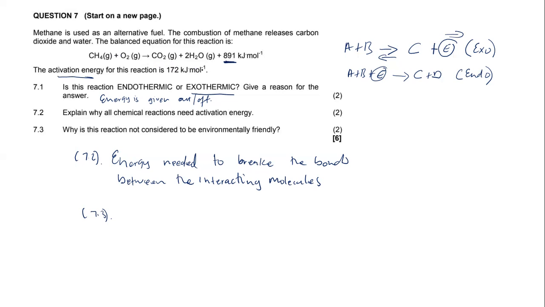So now, the combustion reaction, methane with oxygen, produces carbon dioxide. We do not care about H2O because we know that this is friendly, but carbon dioxide is not friendly. Carbon dioxide is not our friend because it is one of the gases of the greenhouse effect. So why is the reaction not considered to be environmentally friendly? Because of carbon dioxide. Okay, so now how are we going to answer this one?